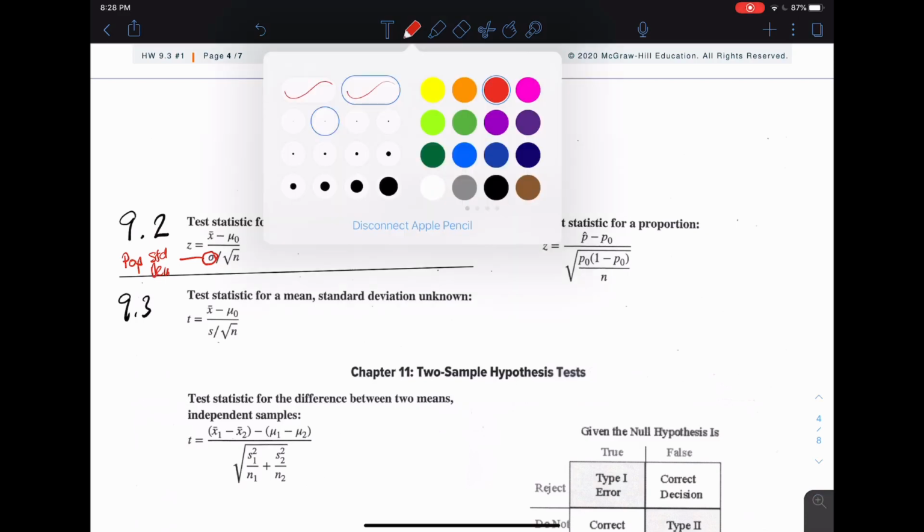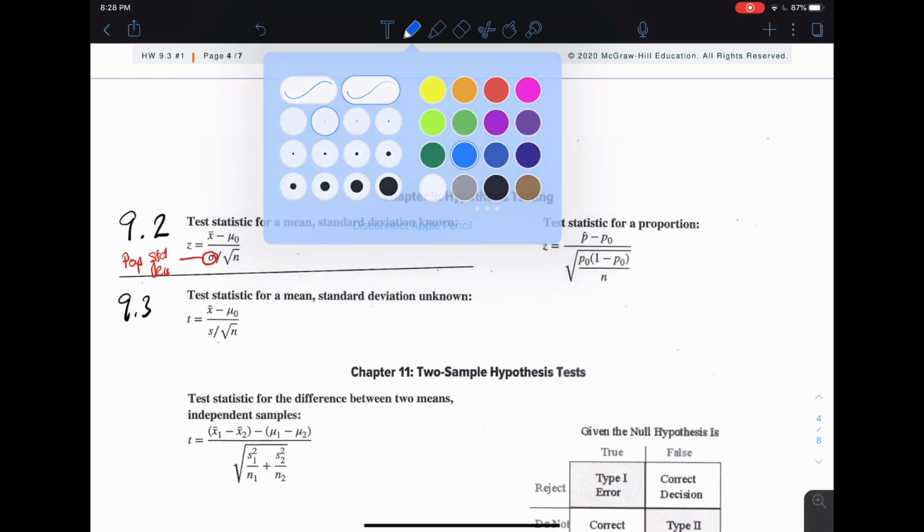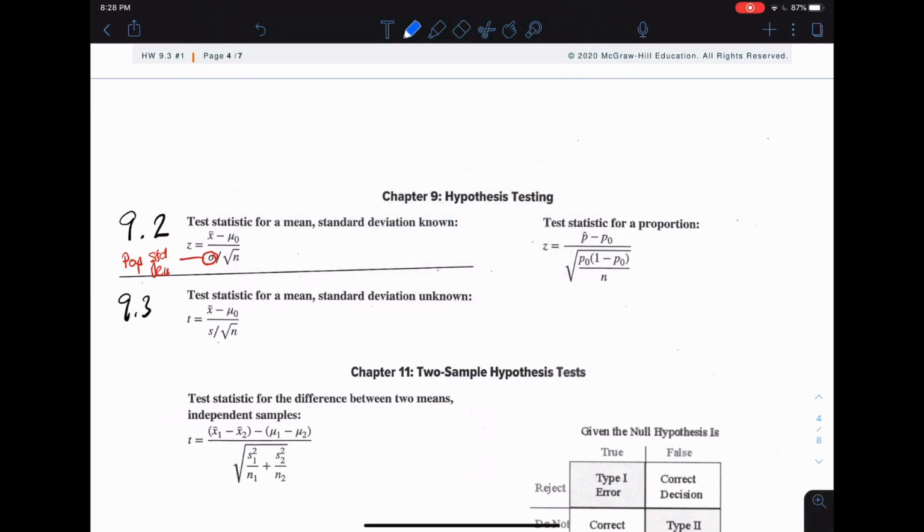Whereas in 9.3, we don't have the population standard deviation, but we have something that's actually easier to get in the real world. If you have a sample, it's easier to get the sample, right? Because it's just from a smaller group, a sample of maybe 100 people. And from that sample, we can find the standard deviation of that sample.